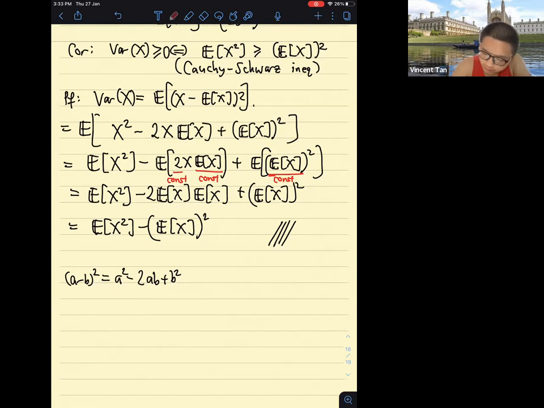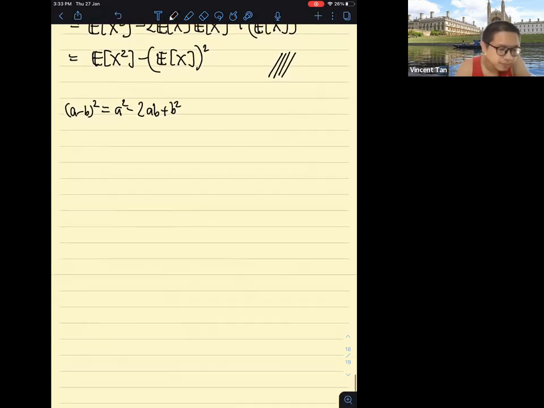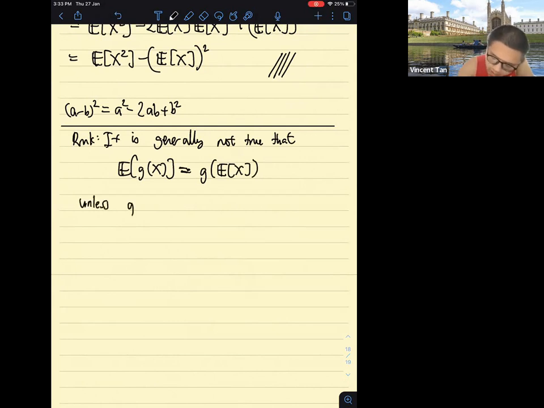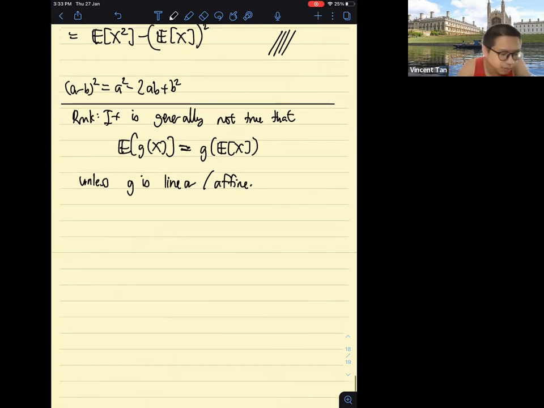I want to write one final remark and then do one final example, okay? Here, just a remark: it is generally not true that the expectation value of g of x is equal to g of the expectation value of x. This is generally not true unless g is linear/affine. If you do not know what affine is, just think of it as linear, but the more correct term is affine. If g is nonlinear, then there's no hope that this is true.